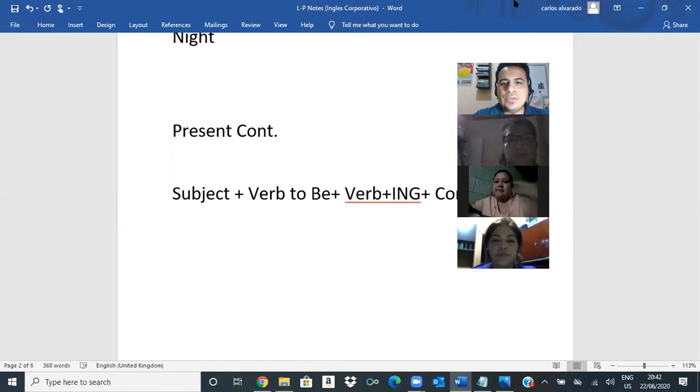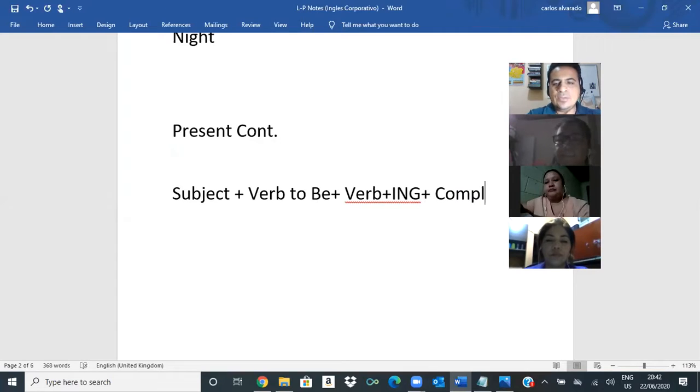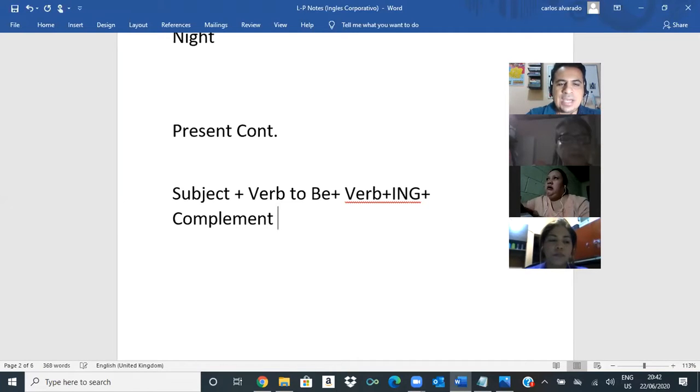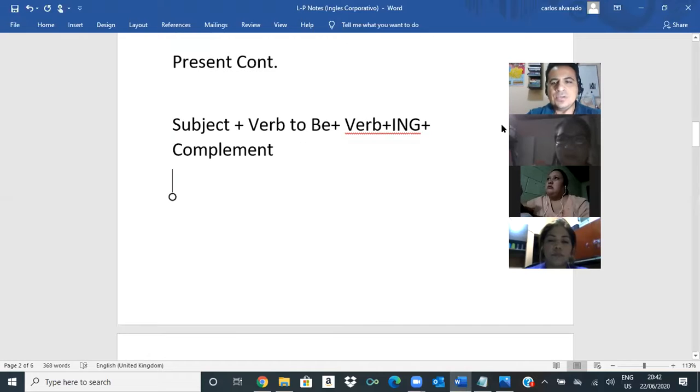Now, ahorita que estamos aprendiendo algunas partes, esto nos ayuda. Pero en el futuro ya no van a pensar en la estructura, sino ya va a fluir. Okay? Esa es la idea. Ahorita la estructura es solo como las rueditas que le ponemos a la bicicleta cuando estamos aprendiendo a manejar. So in English we say training wheels. It is only training wheels.